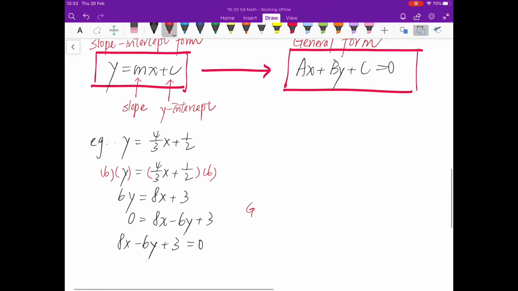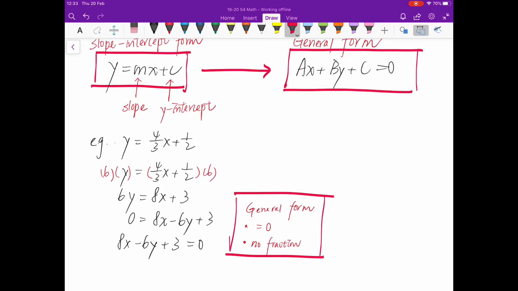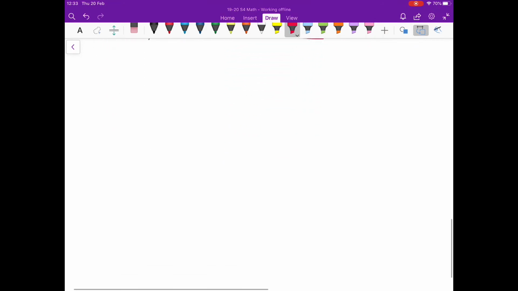So basically, there are two rules for setting up the general form. The first rule is it must be equal to 0. And the next is there must be no fraction in front of x, y, or even the constant. And then we can consider ax plus by plus c equal to 0.